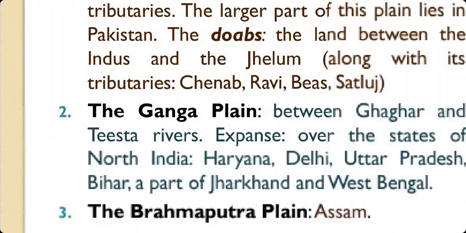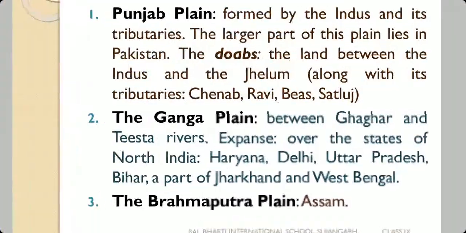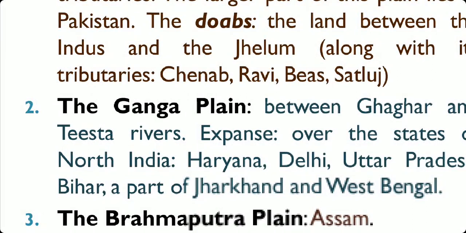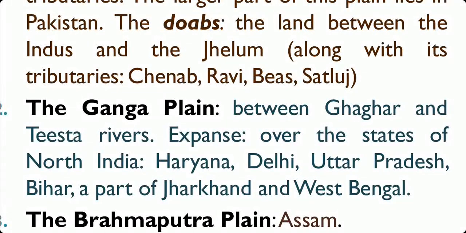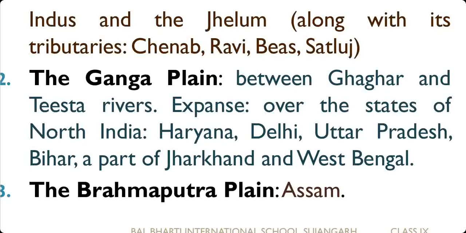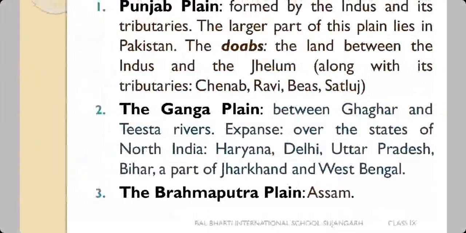The Gangetic Plains is between Gagar and Tista rivers. Its expanse is over the states of North India: Haryana, Delhi, Uttar Pradesh, Bihar, part of Jharkhand and West Bengal. The Brahmaputra plain can be seen in the state of Assam.